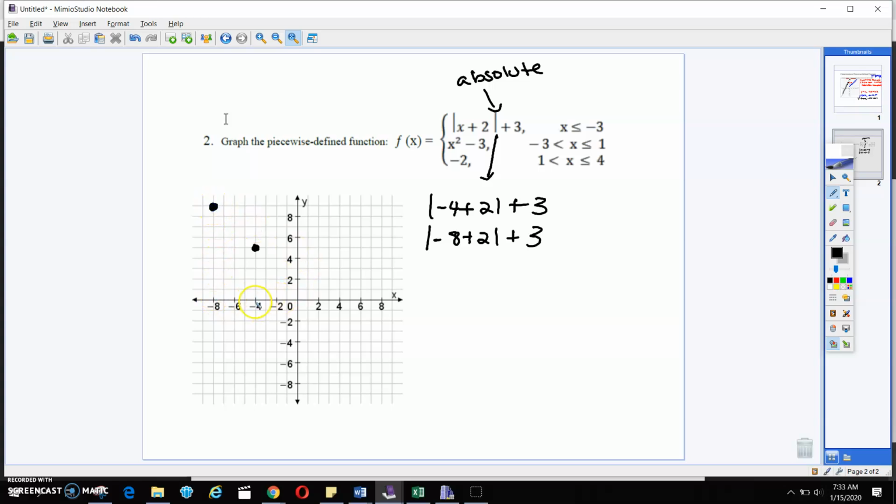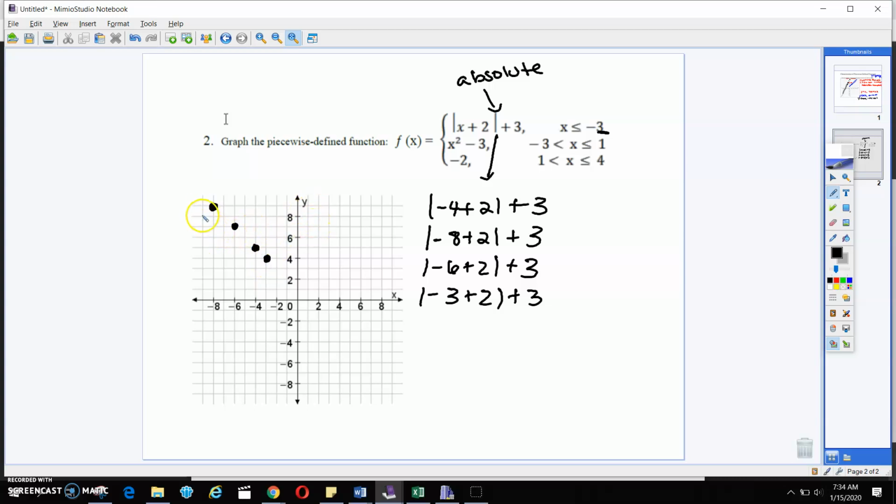All right, let's pick another point. Let's do -6. -6 plus 2 is -4. What's the absolute value of -4? 4. What's 4 plus 3? And let's make sure that we also include -3. So if we plug -3 in here, what's -3 plus 2? -1. What's the absolute value of -1? And 1 plus 3 gives me 4.